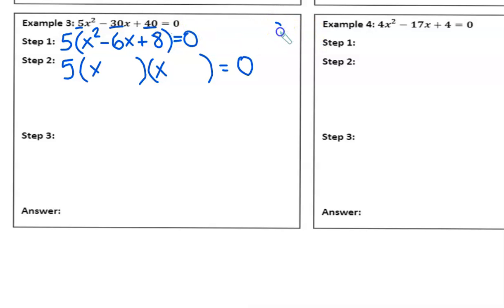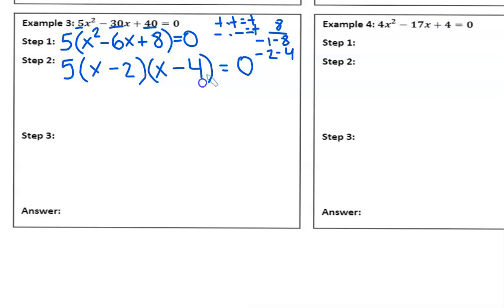So 1 times 8 is 8. So factors that multiply to get 8. So 1 and 8, 2 and 4, 3 doesn't work, and I already got a 4. So these are the only 2. Okay, I need to add them to get a negative 6. So it could be a positive times a positive is a positive, or a negative times a negative is a positive. So since I got that negative 6, they're both going to be negative. So negative 1, negative 8 is negative 9, so not those. Negative 2, negative 4 is negative 6, so those are my numbers.